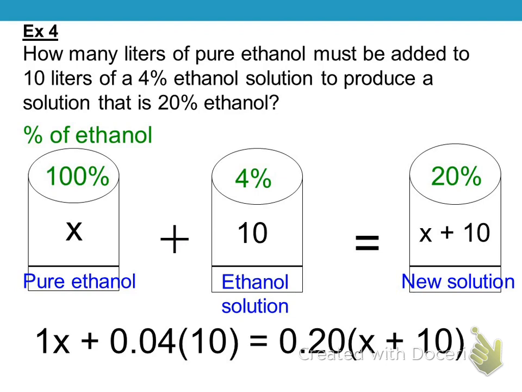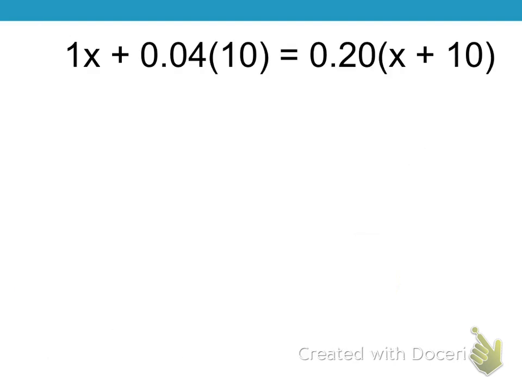All right, then what? Distribute in the back and multiply in the front. Yep, so we need to distribute in the back, and we need to multiply the 0.04 times 10. So 0.04 times 10 is just 0.4. Up front, you can see we dropped the 1. 1 times x is just x. And then we distribute the 0.20. 0.20 times x is just 0.2x. And 0.2 times 10 is just 2.